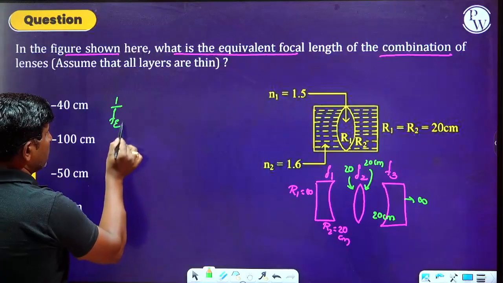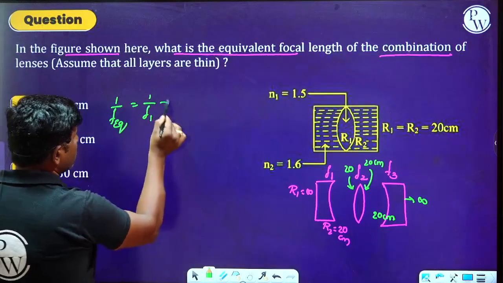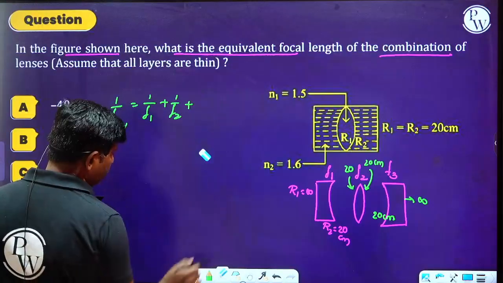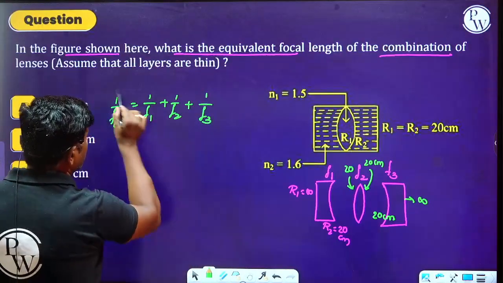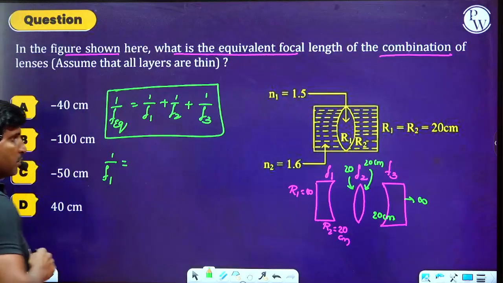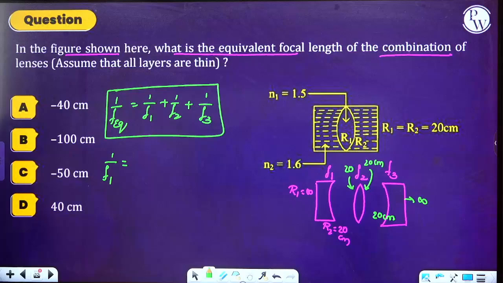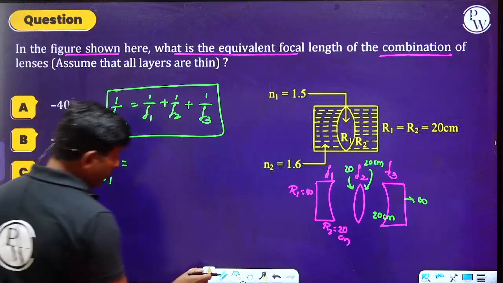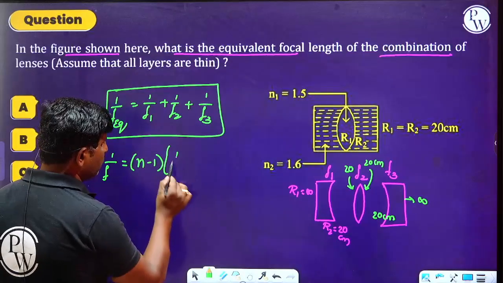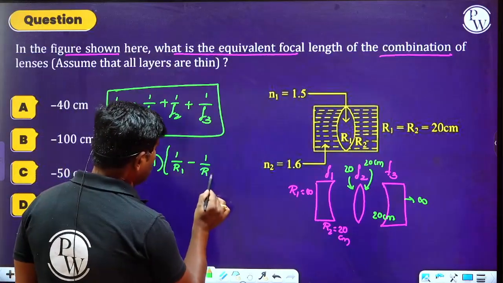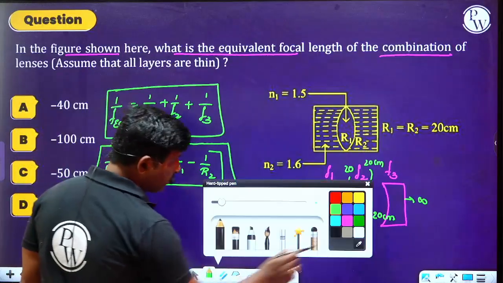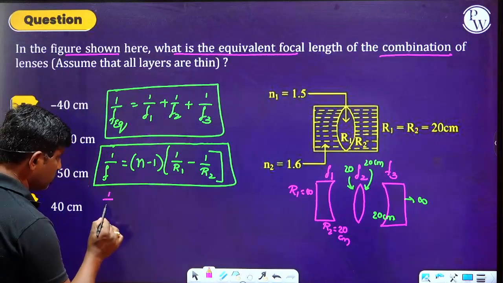Now, what is the effective focal length here? 1 by f equivalent is equal to 1 by f1 plus 1 by f2 plus 1 by f3. Is it clear? I hope you are understanding these points clearly. Therefore, first calculate what is 1 by f1. I will write the formula first of all: 1 by f is equal to n minus 1 into 1 by r1 minus 1 by r2. We can use this formula to calculate the individual focal lengths.